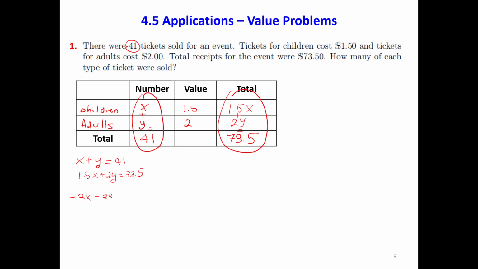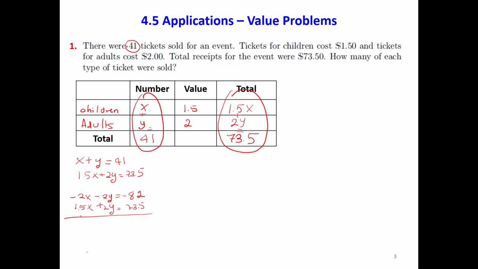-2y, -82. And then let's add together this equation, which we multiplied by -2, with the second equation, which is 1.5x plus 2y equal to 73.5. And let's add these equations together.